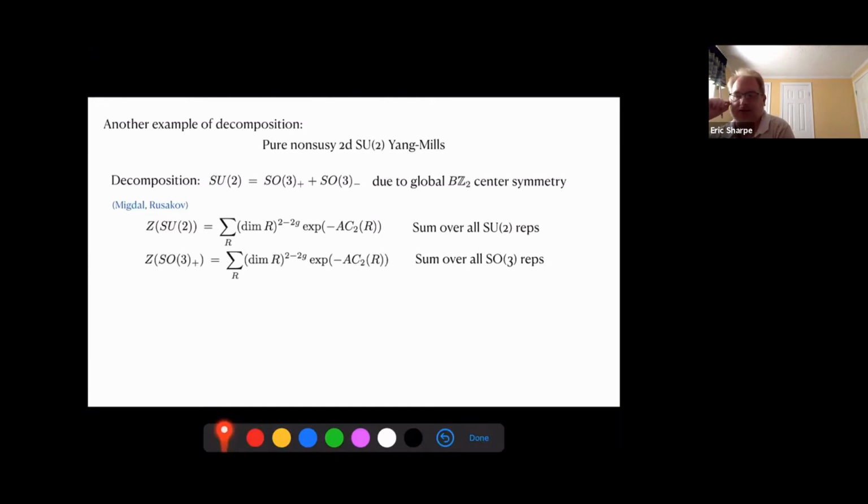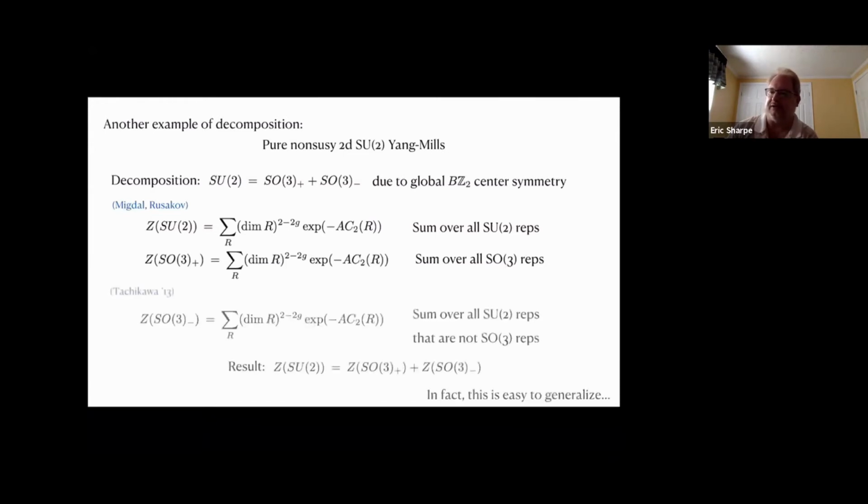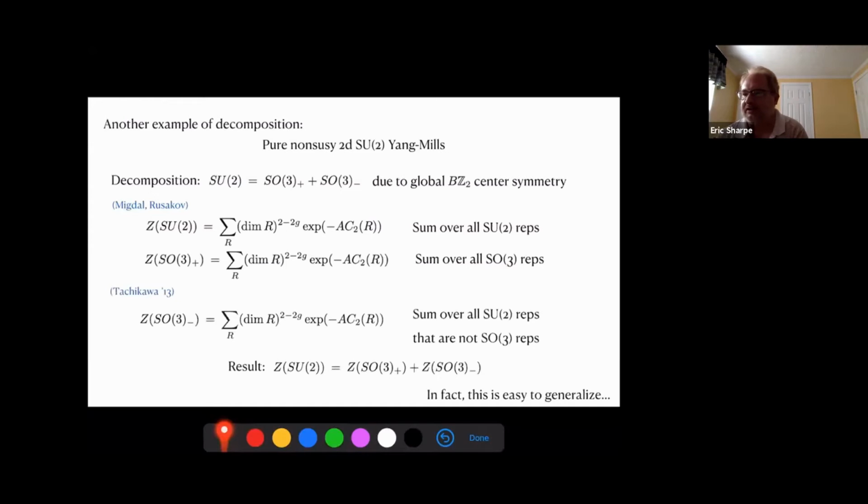From McDowell and Rusakov's old work in the late 80s, the partition function of the SU2 gauge theory is a sum of this form in which we sum over all SU2 representations. For the SO3 plus theory, the SO3 theory with no discrete theta angle, you have what looks like an identical sum, except that it only involves SO3 representations rather than SU2 representations. Now to see this, we need the partition function for the SO3 minus theory. That was essentially worked out by Yuji Tachikawa back around 7 years ago, and Yuji's conclusion was that the partition function of the SO3 minus theory should have the same form, except you should sum over all the SU2 representations that are not SO3 representations.